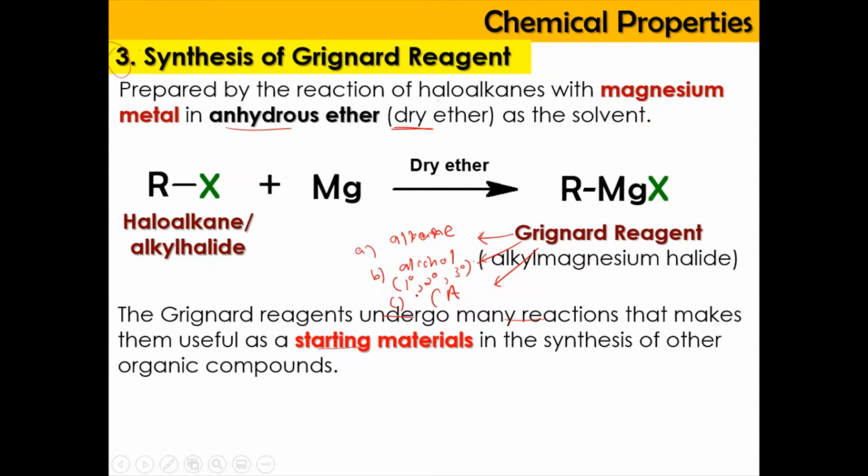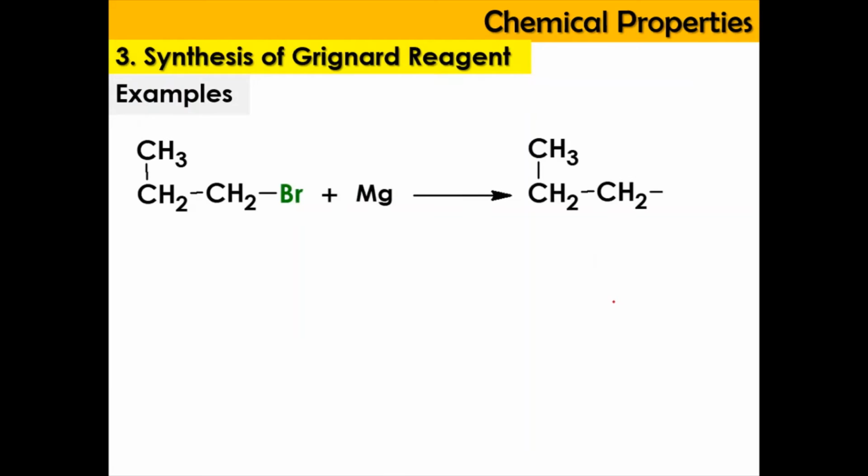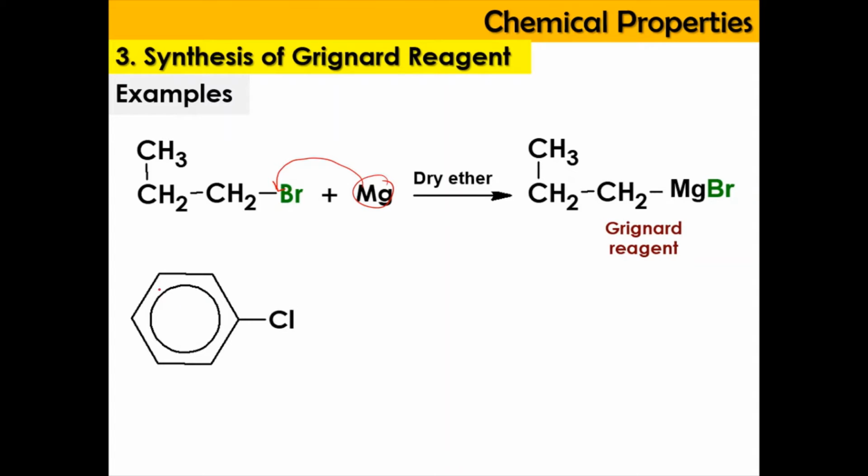the synthesis. So in order to prepare the Grignard reagent, first we're going to have a haloalkane reacting with magnesium metal, and this is going to produce RMgBr, because Mg is going to be inserted on this side in the presence of ether. Okay, and a similar process applies if we have an aryl halide.